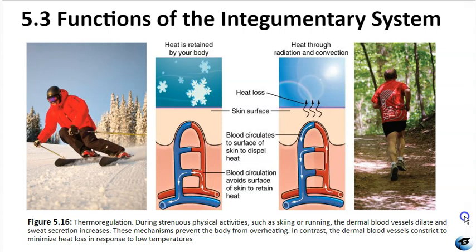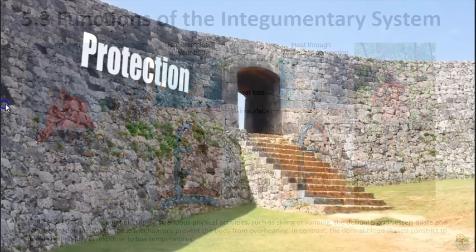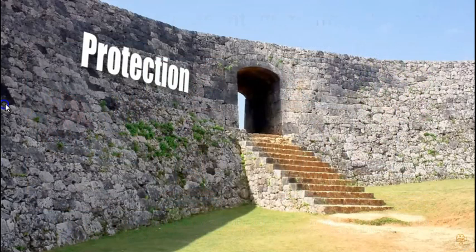During heat exposure, arterioles in the dermis dilate, allowing increased blood flow to the skin's surface for efficient heat dissipation through radiation and sweating. Conversely, in cold conditions, arterioles constrict, reducing blood flow to the skin to conserve heat and maintain core body temperature. The first and most important function of the integumentary system is protection.